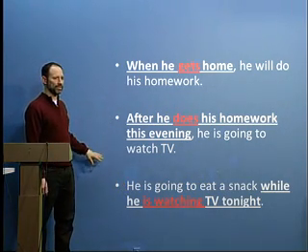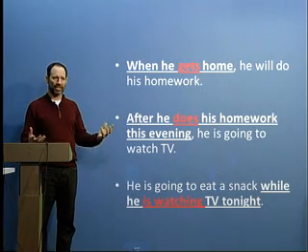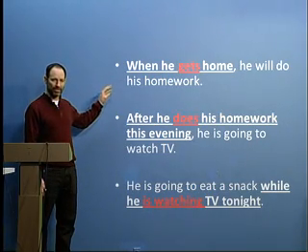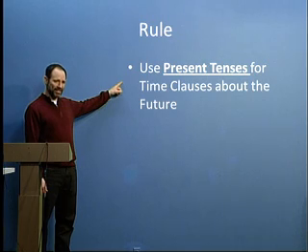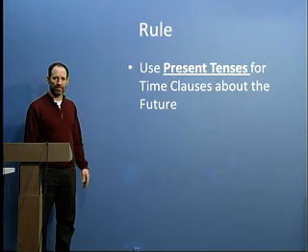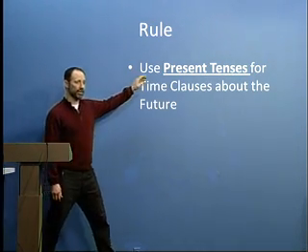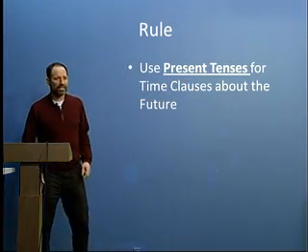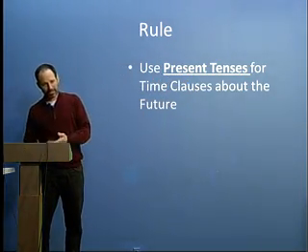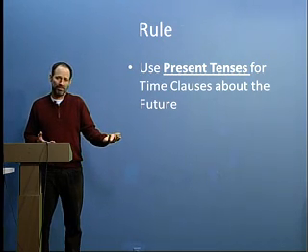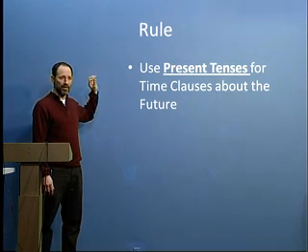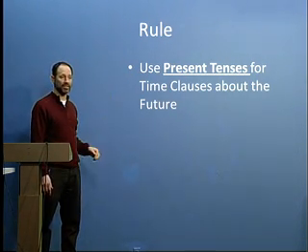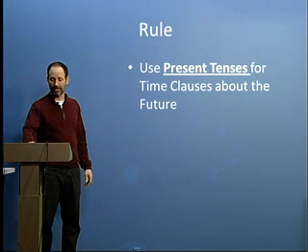So if I look at these three sentences, what rule can I get about time clauses about the future? Well, here's the rule I have. Use present tenses for time clauses about the future. Notice how I said present tenses, plural, because you could use present simple or present progressive. Sometimes you could use present perfect. So there's different present tenses you could use, but if it's a time clause, it has to be one of those present tenses.